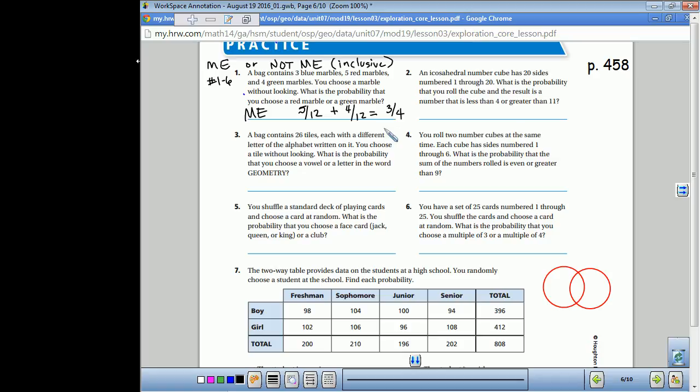Okay, so in one trial, is it possible that both happen at the same time? No. Okay, number 2. So now this time we have a 20-sided cube.